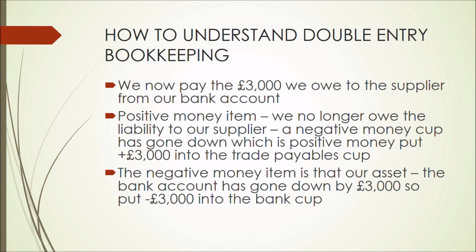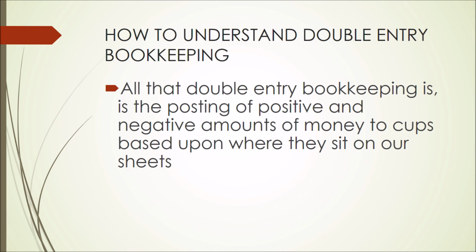The negative money item is that our asset, the bank account, has gone down by £3,000. So we have to post minus £3,000 into the bank cup. So you put those in there. And that's all that double entry bookkeeping is: the posting of positive and negative amounts of money into cups based on where they sit on our sheets. That's it. That's the whole thing.